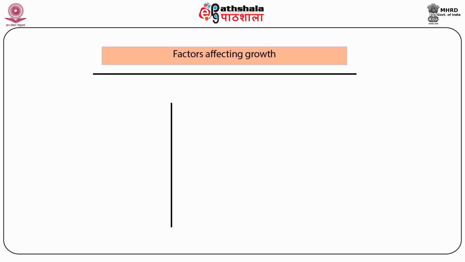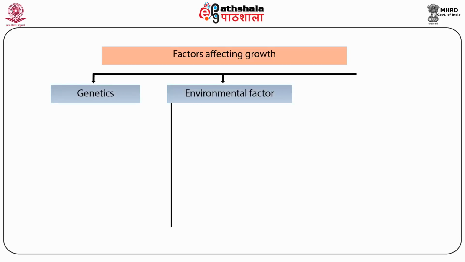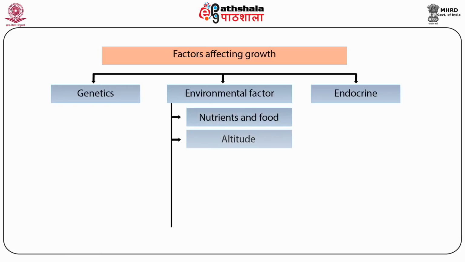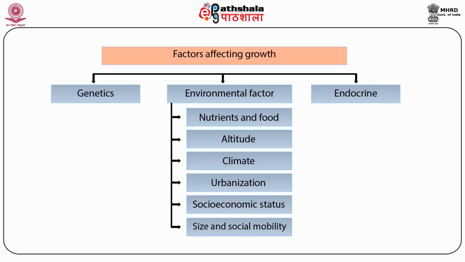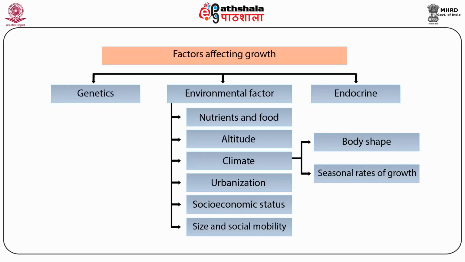The major factors are genetics, environmental factors, and endocrine factors. Environmental factors include nutrition and food, altitude, climate, urbanization, socioeconomic status, size and social mobility, whereas endocrine factors include body shape, seasonal rates of growth.